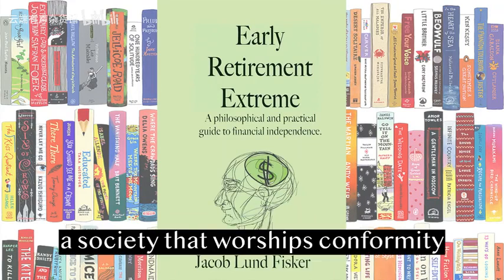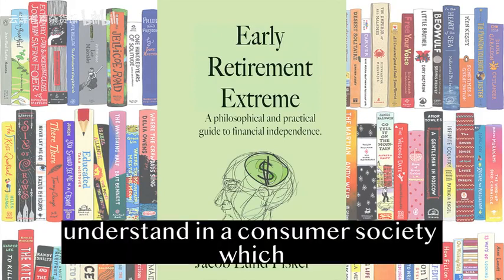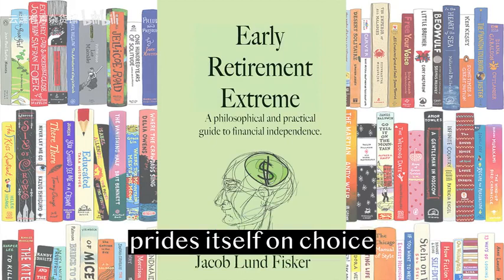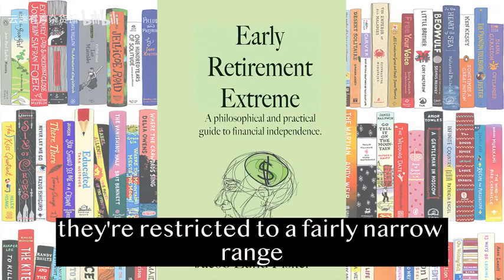A society that worships conformity has 0 apparent degrees of freedom. This may be hard to understand in a consumer society which prides itself on choice. However, while the choices are abundant, they're restricted to a fairly narrow range.